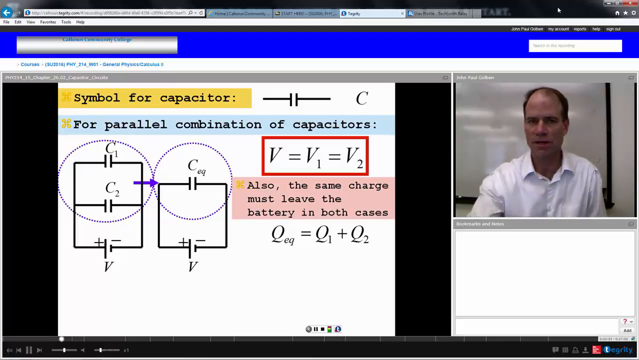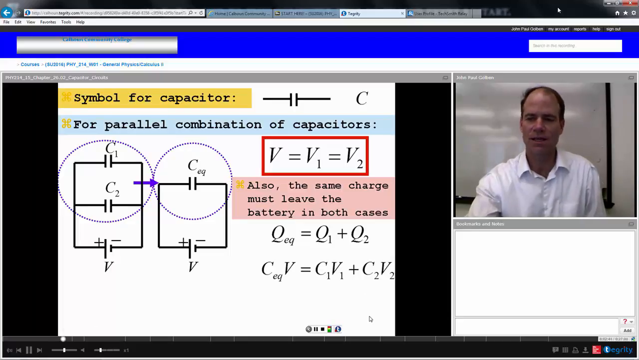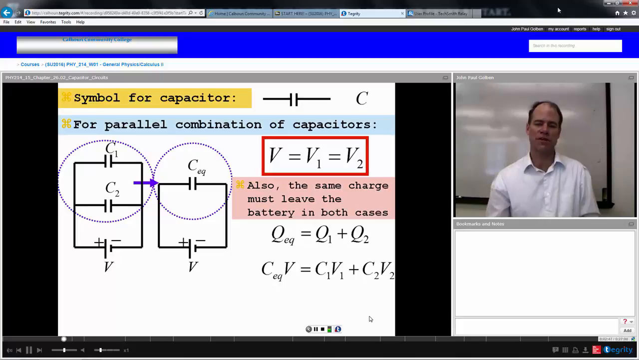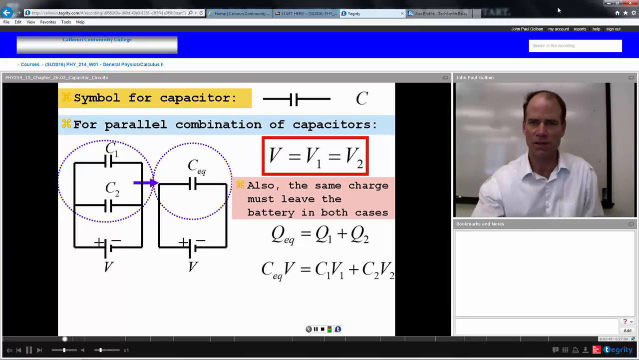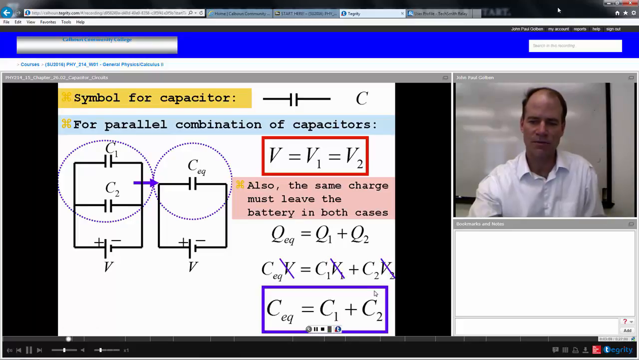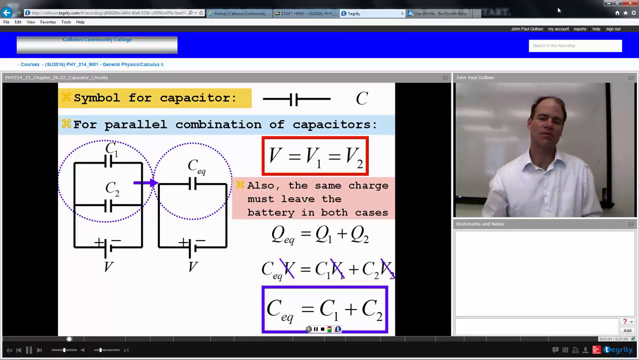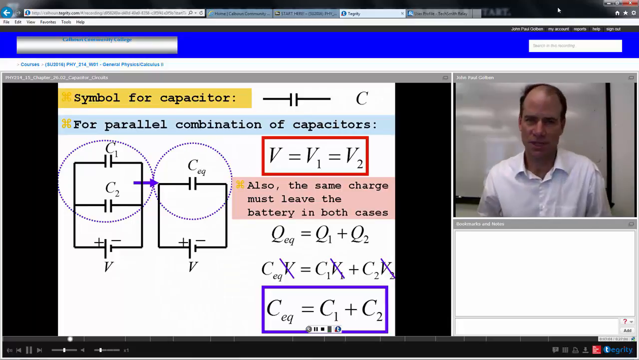But we know from our definition of capacitance that Q is equal to CV. So we have C equivalent times V is equal to C1 V1 plus C2 V2. Now these voltages are all the same, so I can divide both sides of the equals by the same voltage, and I'm left with C equivalent is equal to C1 plus C2.